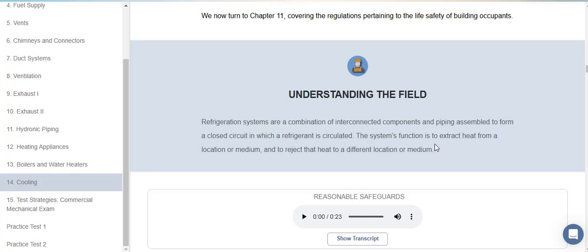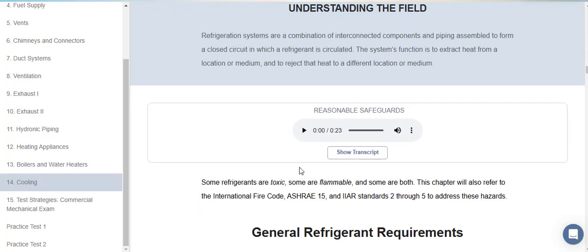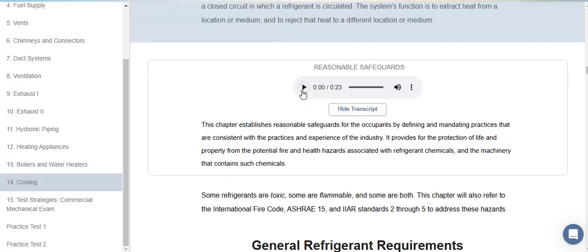The system's function is to extract heat from a location or a medium and to reject that heat to a different location or medium. Reasonable safeguards. This chapter establishes reasonable safeguards for the occupants by defining and mandating practices that are consistent with the practices and experience of the industry. It provides for the protection of life and property from the potential fire and health hazards associated with refrigerant chemicals and the machinery that contains such chemicals.